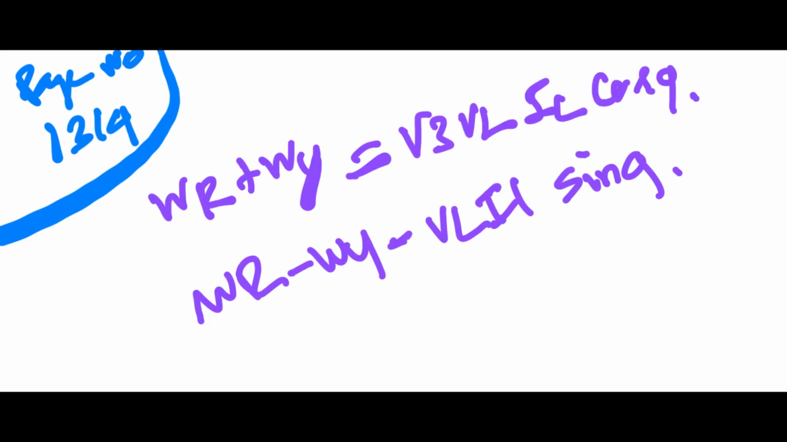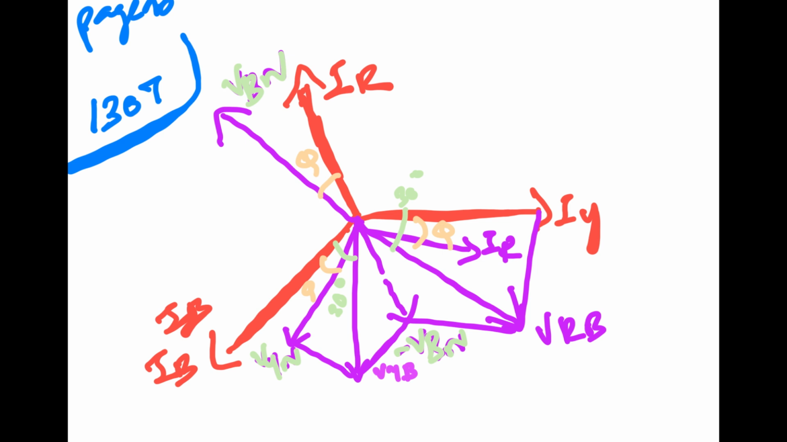WR plus WY is root 3 VL IL cos phi. WR minus WY is VL IL sin phi. Again I show the vector diagram. The angle between VYN and the line current is phi, where the voltages are measured from the line point to the neutral point.